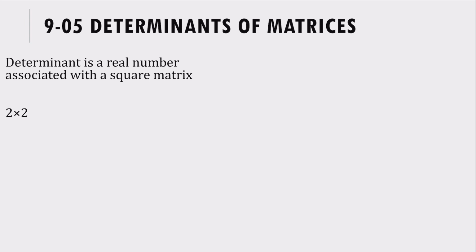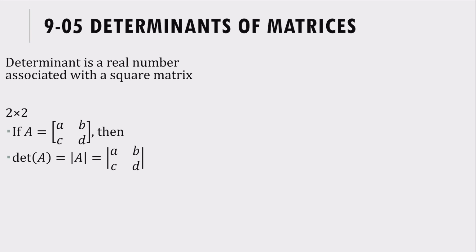A 2 by 2 is pretty easy. If A is that, then the determinant of A, which we can write as a function named det, or with absolute value bars around the matrix, is simply the product of the downward diagonal minus the product of the upward diagonal. So it's AD minus BC. It is the down product minus the up product.